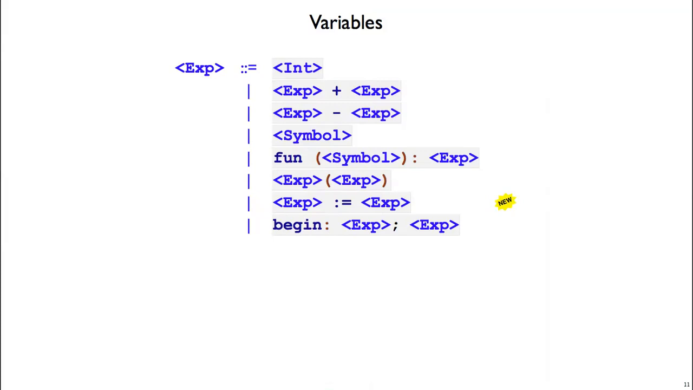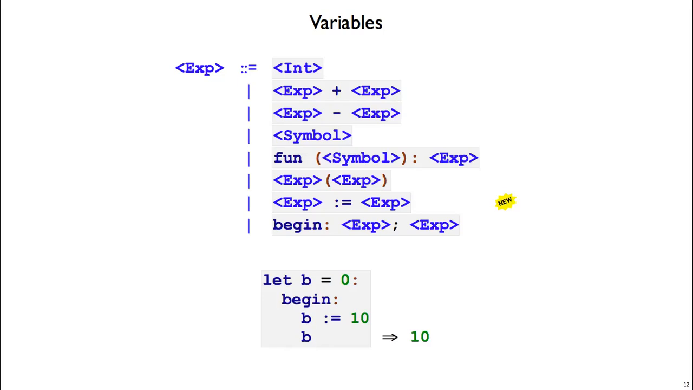This is the grammar for Mo with variables. It's simpler than before because we've gotten rid of box, unbox, and setbox. So now instead, every identifier is implicitly a box, and we can directly do an assignment with the colon equals operator, and that takes the place of setbox. And finally, same as last time, we have begin expressions to sequence two expressions, one after the other.